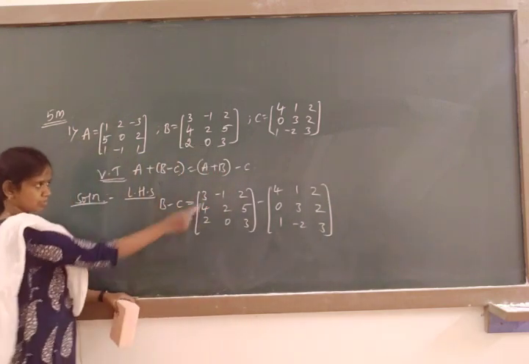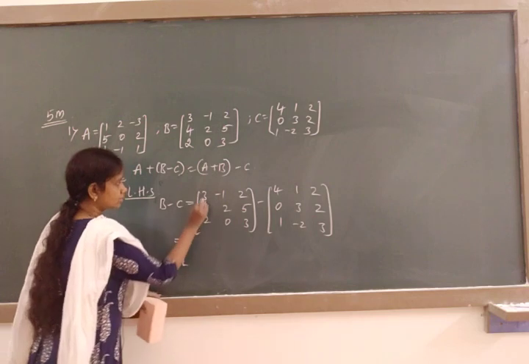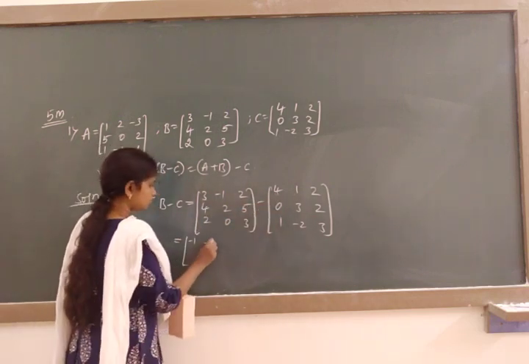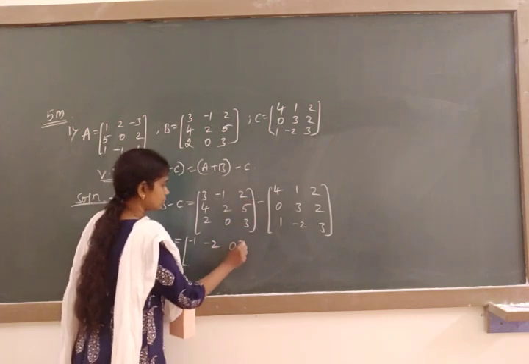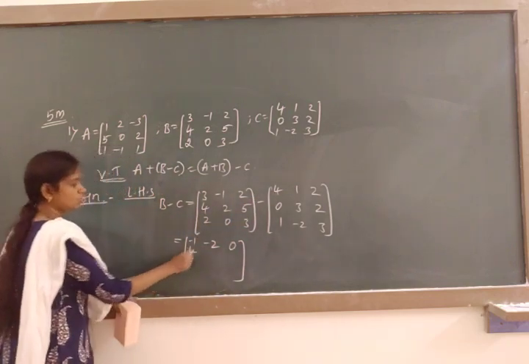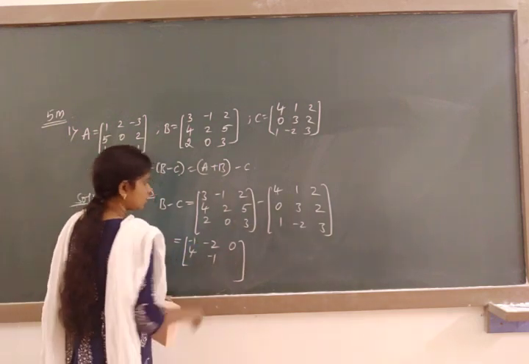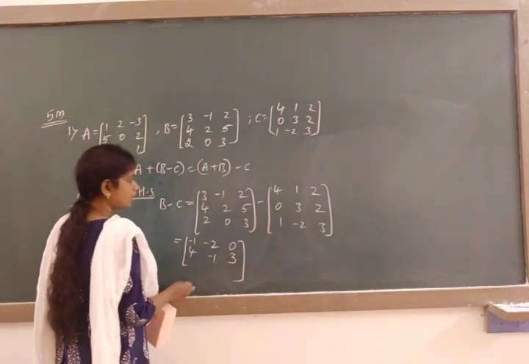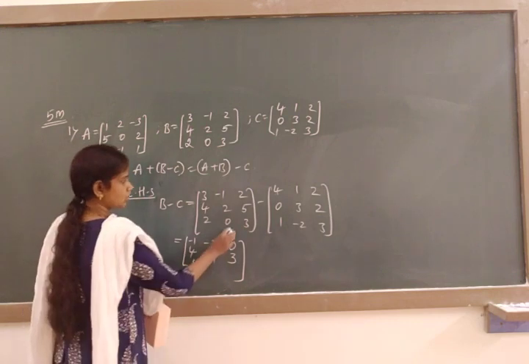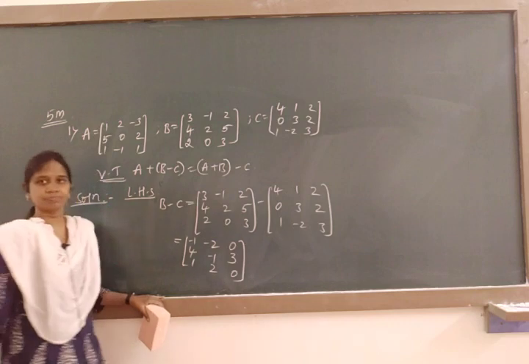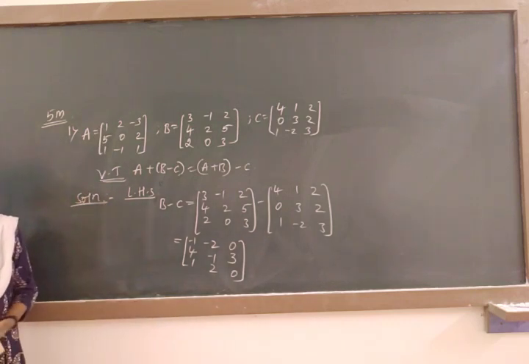Okay. Now corresponding elements are to be subtracted. 3 minus 4 is minus 1, minus 1 minus 1 is minus 2, 2 minus 2 is 0, 4 minus 0 is 4. Next, 2 minus 3 is minus 1, 5 minus 2 is 3, 2 minus 1 is 1, 0 minus into minus is plus, it is 2, 3 minus 3 is 0. This is B minus C.